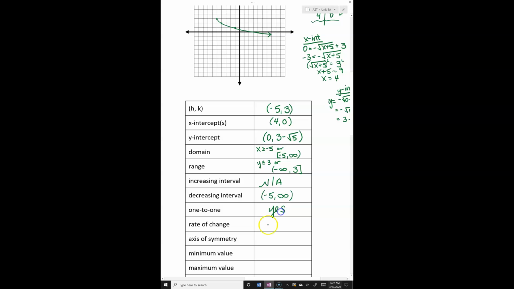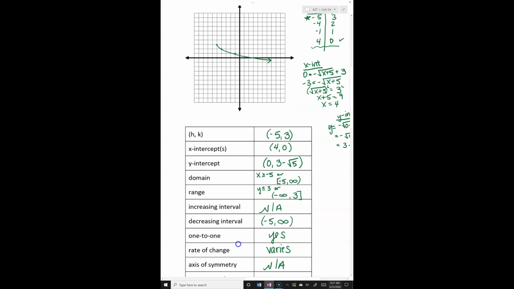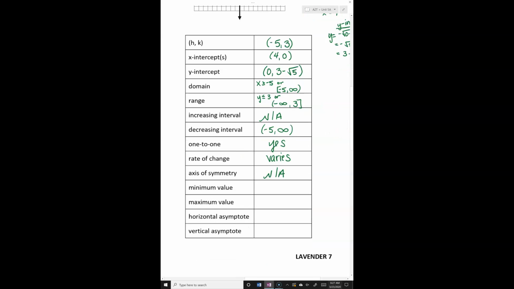It's not increasing, our y values are decreasing, so we'll decrease from negative 5 to infinity because that's our domain. It is 1 to 1. The rate of change varies. There isn't an axis of symmetry. Now here, because of that vertical reflection, we have a maximum value, and that is our k, and then we don't have asymptotes.